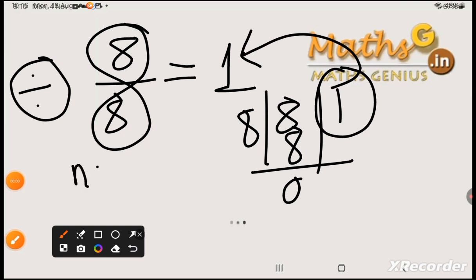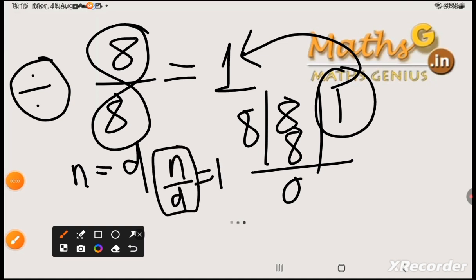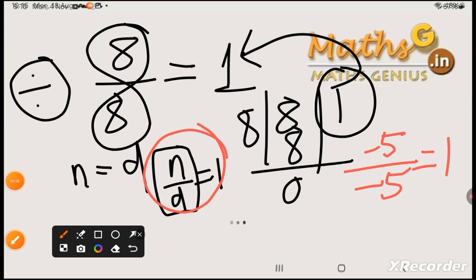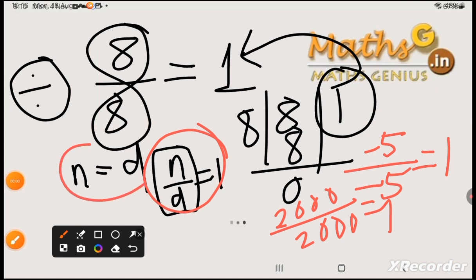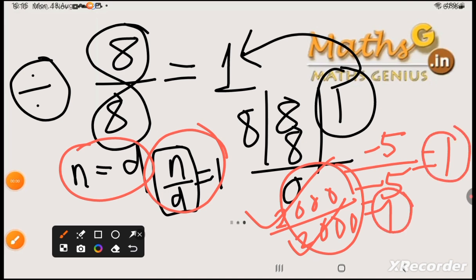So if the numerator is equal to the denominator, then the fraction numerator by denominator is equal to 1, nothing else. Always, for every number. Minus 5 divided by minus 5 is also equal to 1. 2000 by 2000 is also equal to 1. If the numerator is equal to the denominator, then the value of the fraction is nothing but 1.